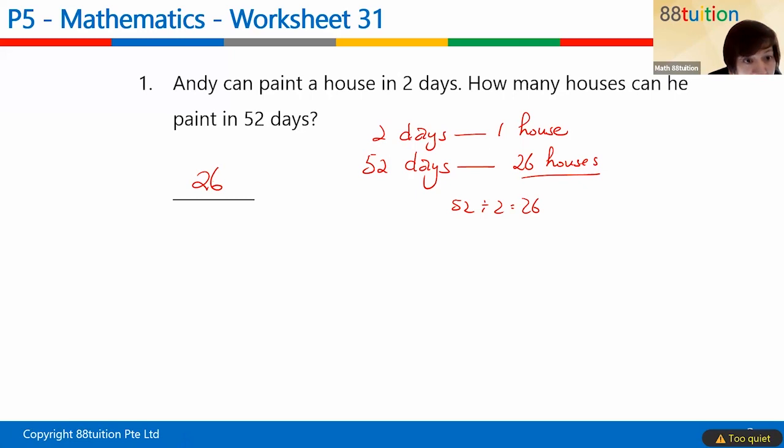Okay, for those who have done it wrongly, how did you get 104? You write it as 104, which is not correct. It's 26. Okay.